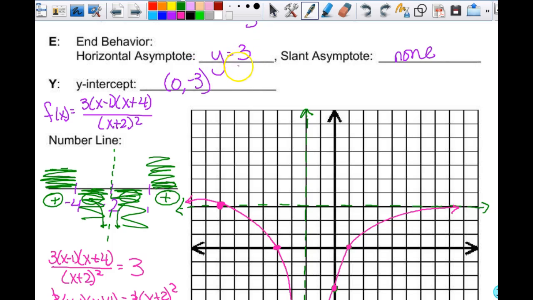As x approaches infinity, f of x approaches 3. And as x approaches negative infinity, f of x approaches 3. Does that make sense? Like that's what's happening. It's getting closer and closer to 3. This one from underneath, but this one from on top.